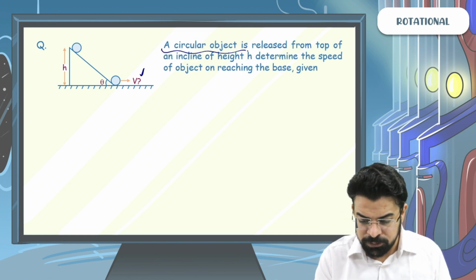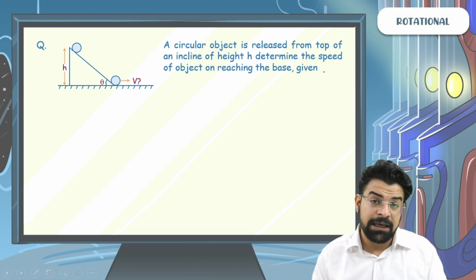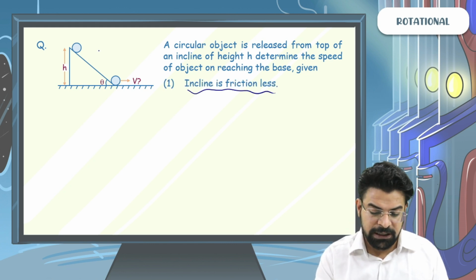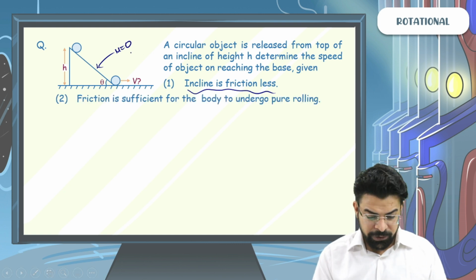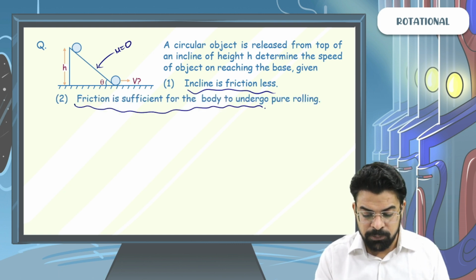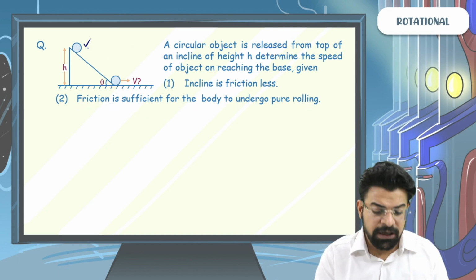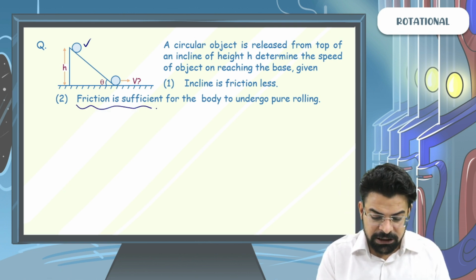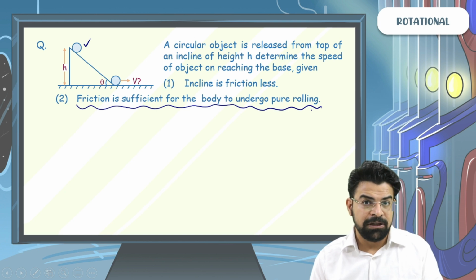A circular object is released from the top of an incline of height h. Determine the speed of the object on reaching the base given that, case 1, the incline is frictionless, so the friction coefficient for the incline is 0. And second, friction is sufficient for the body to undergo pure rolling. If the incline is frictionless, what will be the speed on reaching the base? And if friction is sufficient for the body to undergo pure rolling, what will be the speed on reaching the base?